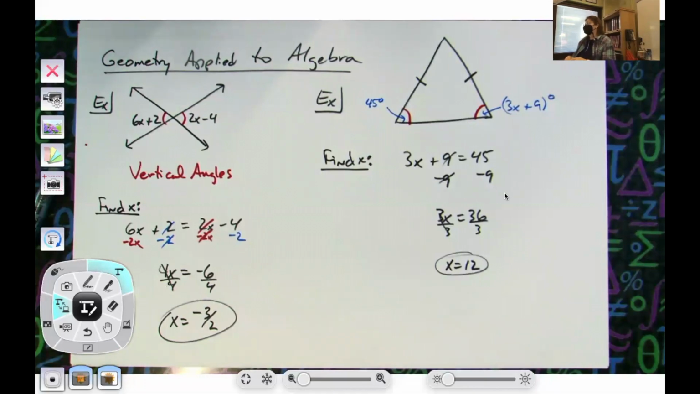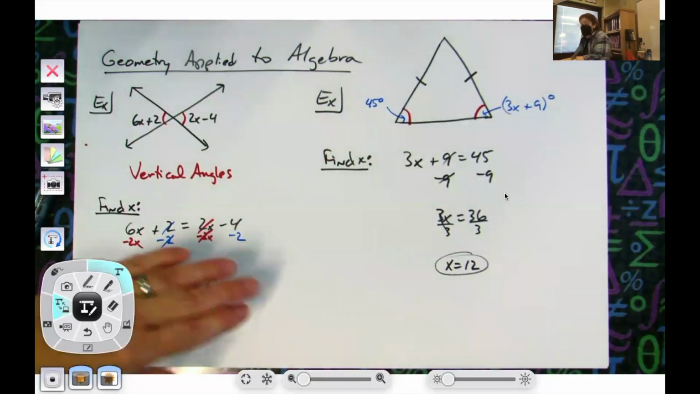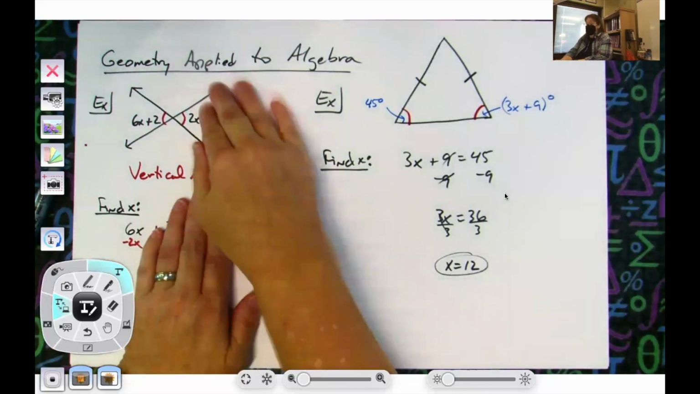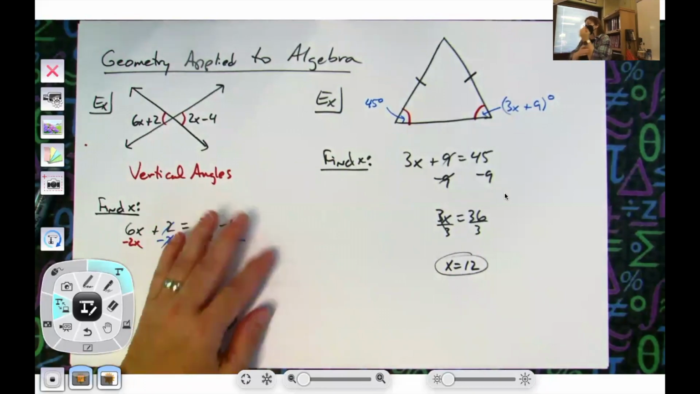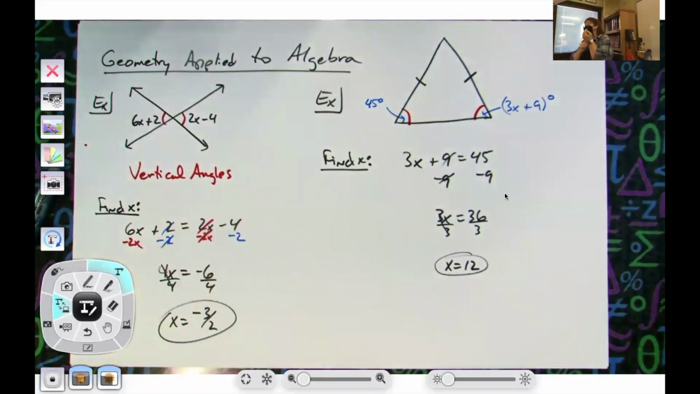Yes? Yeah. This is fair game. Yep. You will have to solve it. What I'm going to do is give you the picture and then say find X. So pretty much what the problems are looking like in Math Excel.